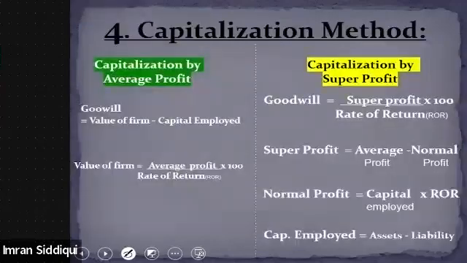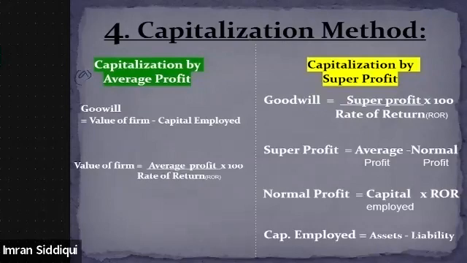Okay, so I'm moving on to the next method of the calculation of goodwill, which is the last method, known as the capitalization method. As we discussed earlier, the capitalization method is broadly classified into two parts: capitalization by the average profit method and capitalization by the super profit method. When we need to calculate the goodwill by the capitalization by average profit method, we will apply this formula.